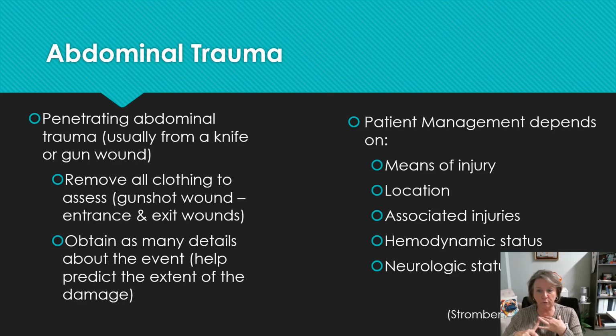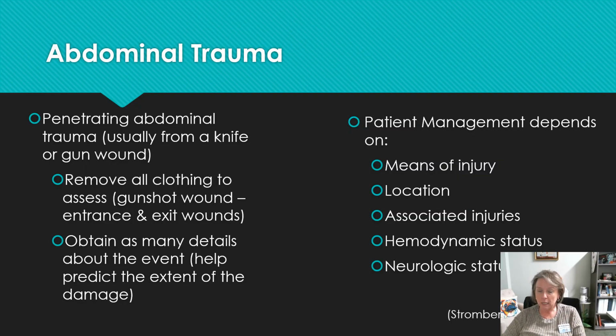We need to know if you're confused, if you're in and out, if you have one pupil blown and one pupil that's reactive. We need to know all of that, and that's part of that survey that you do. But these are things with abdominal traumas. When there is usually something that goes in, if it's a bullet going into the abdominal region, the exit should be out the back, or it could be side to side.